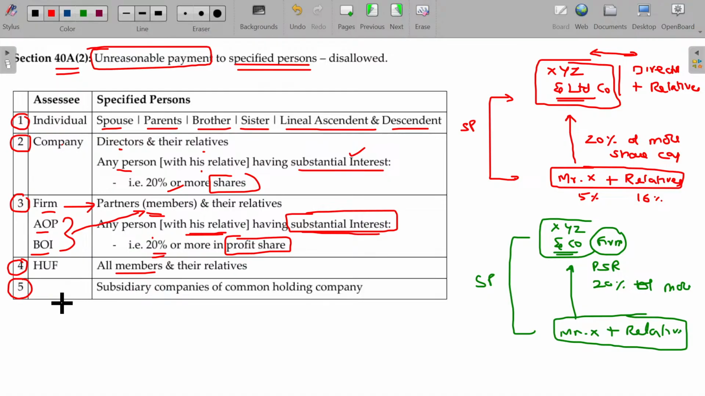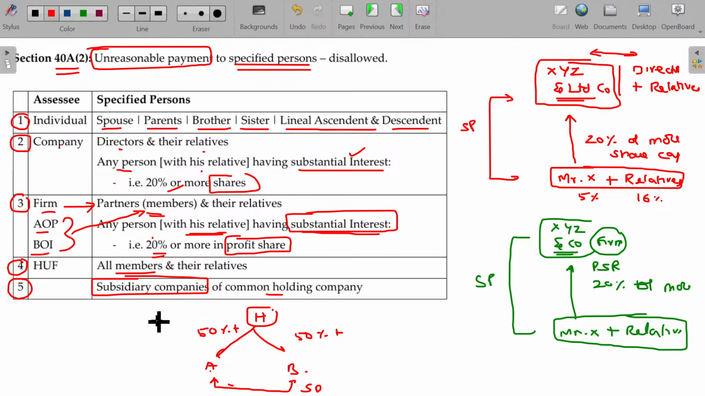Fifth one is subsidiary companies of common holding. H company keeps more than 50% share in A as well as B. Here also 50% plus shares held. So H being the holding company, A and B are the subsidiaries of H, and A and B will also be considered as specified persons. H company is the common holding for these two. If any purchase is made by A from B and the payment is unreasonable, then it will not be deductible under section 40A clause 2.